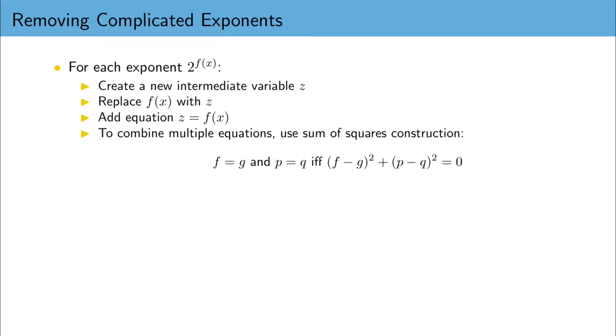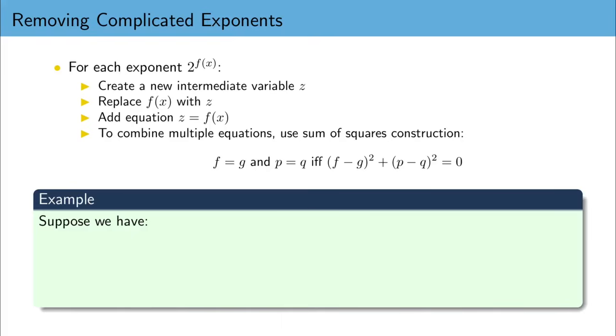This will give us multiple equations, but we can combine them using a basic sum of squares construction. If we want to assert that f equals g and p equals q, that's the same as asserting that (f minus g) squared plus (p minus q) squared is 0.